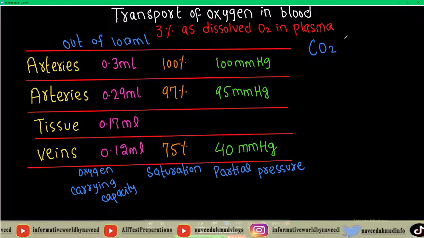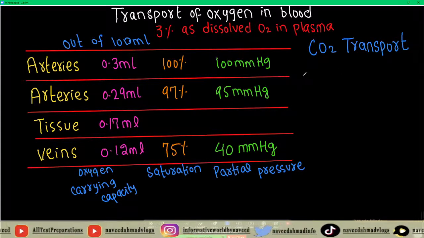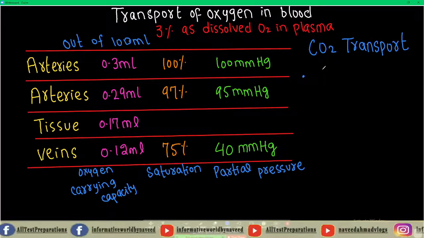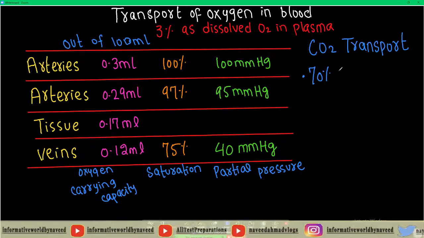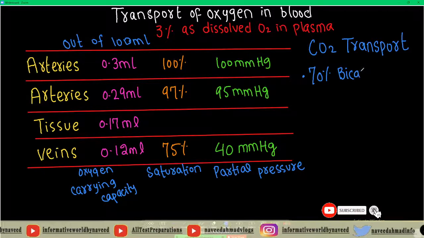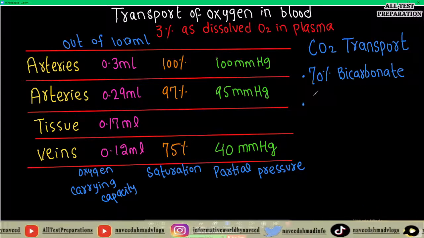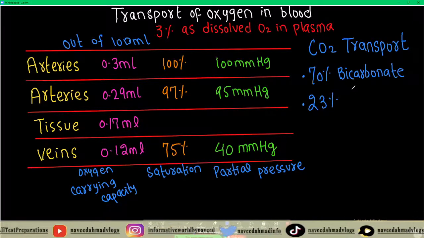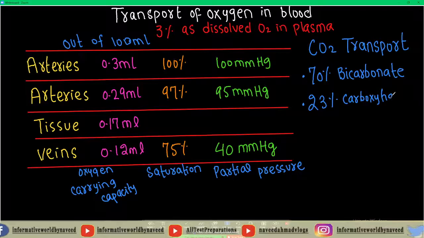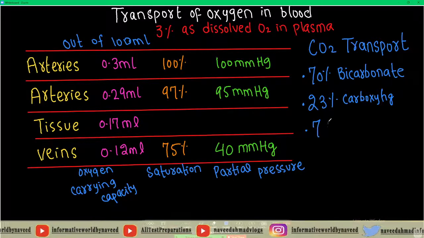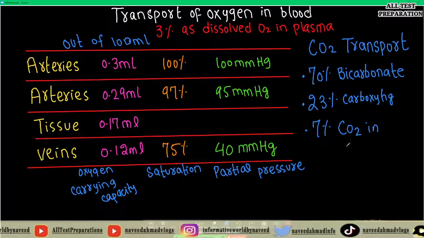That is how carbon dioxide is transported in the blood. Out of 100%, 70% of carbon dioxide is transported in the blood in the form of bicarbonate, while about 23% is transported in the form of carbaminohemoglobin, while the remaining 7% is transported as CO2 in plasma, meaning in the dissolved state.